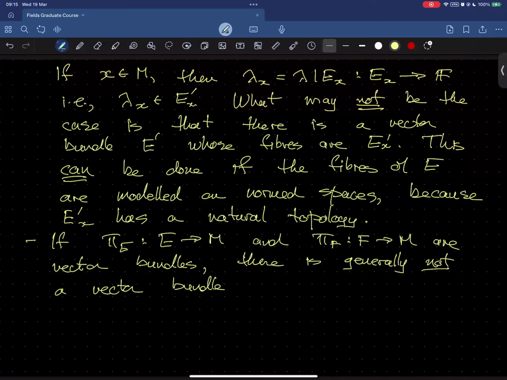And a vector bundle, and maybe let's call this thing that doesn't exist, let me write it as E tensor F, whose, and if you don't know what tensor means, don't worry about it. If you do, then you'll have some idea at least what I'm talking about. Whose fibers are the tensor products of the fibers.